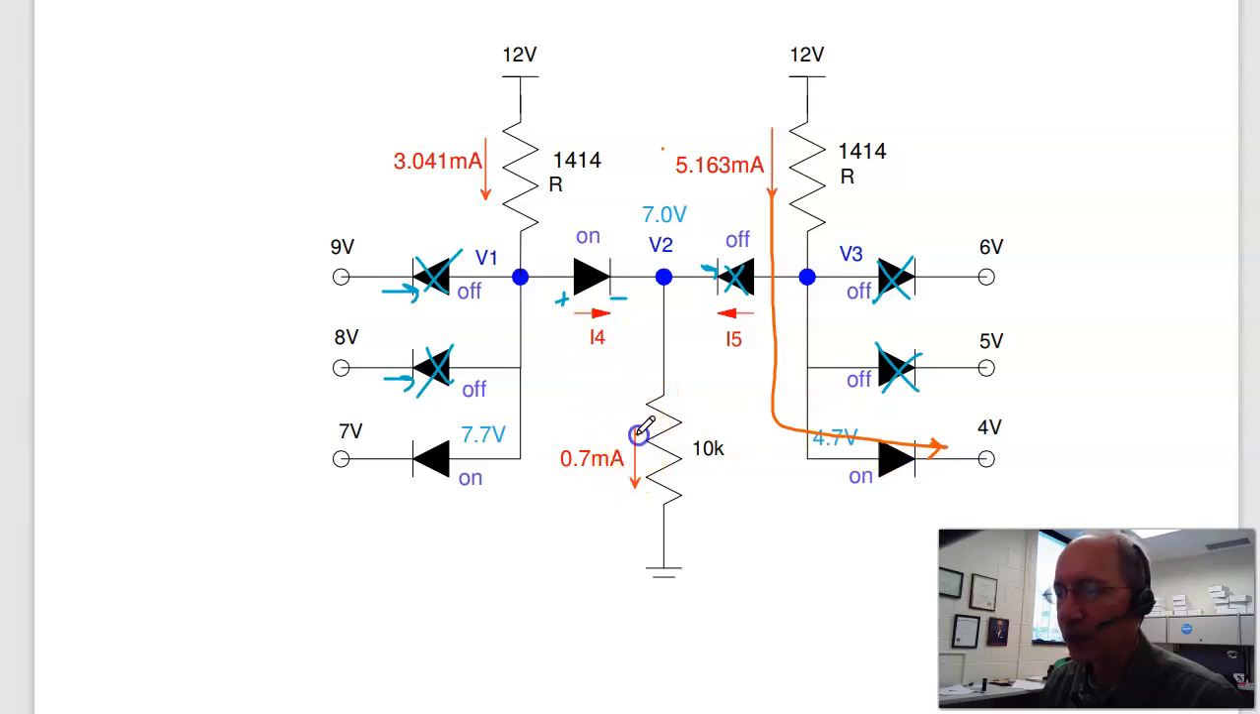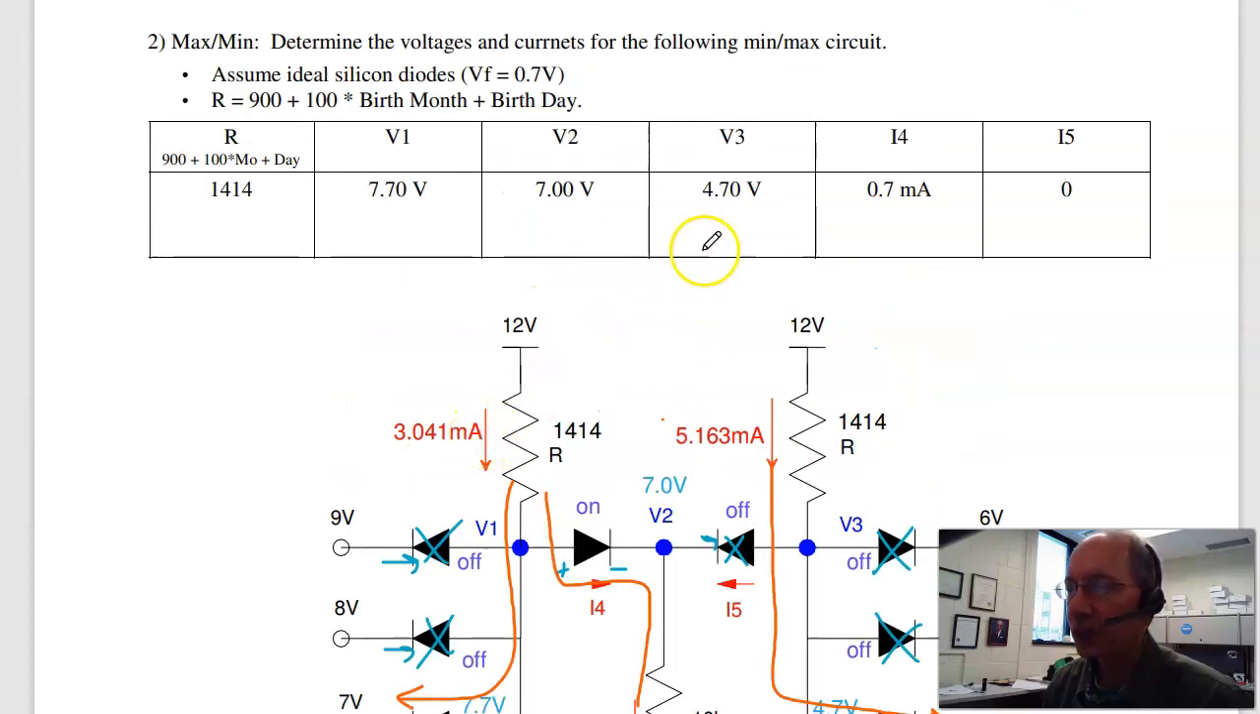This current has to come from somewhere. It comes from I4. And this current then splits. Some of it goes down this way. Some of it goes right. 0.7 goes right. The remainder goes left. This is 2.341 milliamps. So that'd be the voltages and currents.